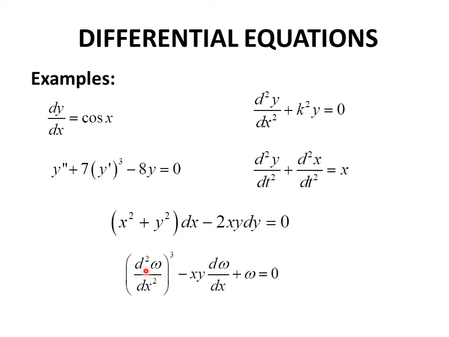Now we also have d squared omega over dx squared. So this is the second derivative of omega with respect to x. And we have to raise that derivative to the exponent 3, minus xy times d omega over dx, which is the notation for the first derivative of omega with respect to x, plus omega, that is equal to 0.